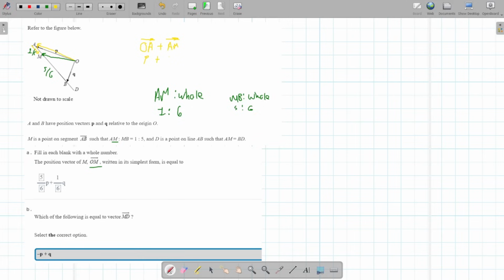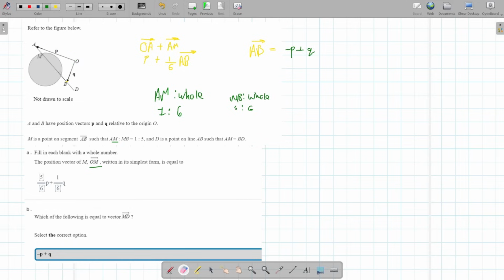AM, we said AM is 1 over 6 of AB, right? 1 over 6 of the whole segment, AB. But let's clean this up and let's find AB. What is AB? AB is the same as going the alternative path. Let's look at the alternative path: from A to O, then O to B. A to O is minus P, and then O to B is plus Q.